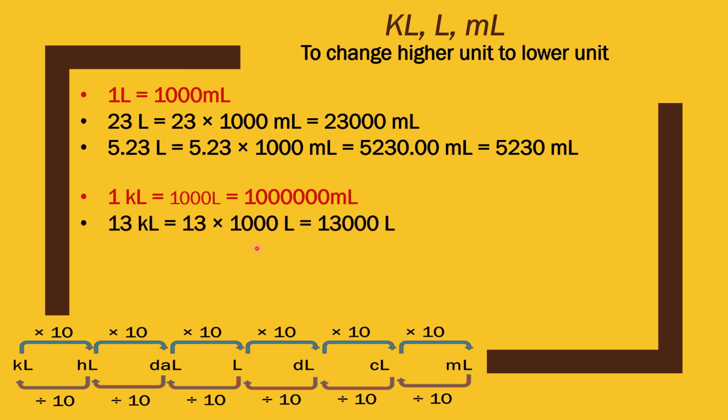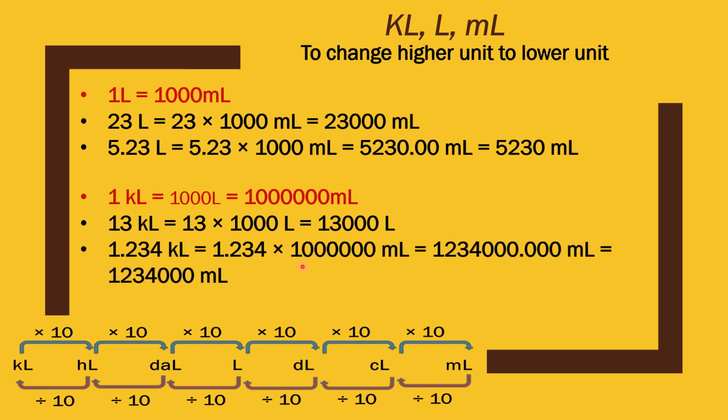Now let us do one question. 13 kiloliter converted into liter. What you will do? You will multiply by 1000 liter. So it is 13 multiply 1000 liter equals 13,000 liter. And if you need to convert 1.234 kiloliter into milliliter, you need to multiply by 10 lakh milliliter. Because there are 3 decimal places, we will put decimal after 3 zeros here and you will get 12 lakh 34,000 milliliter.